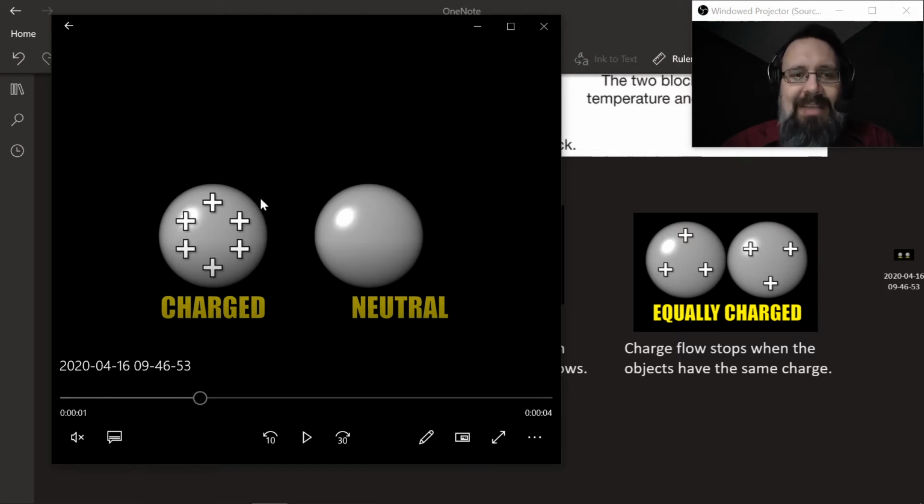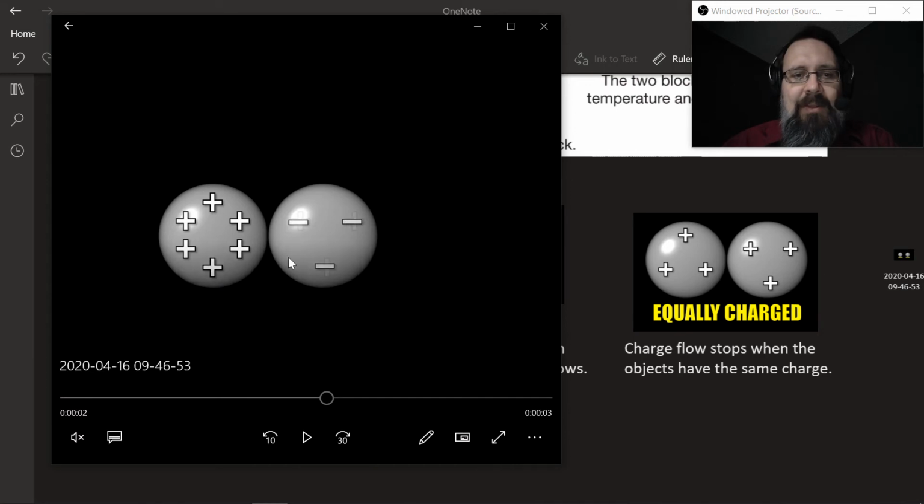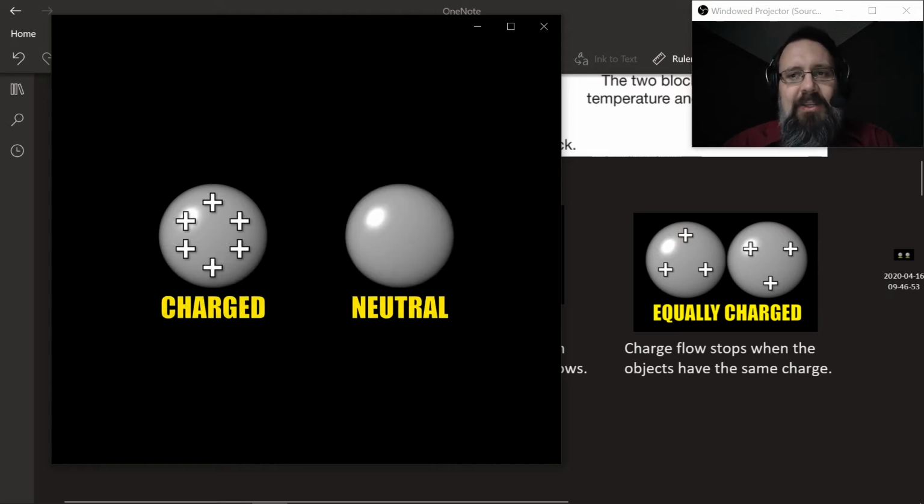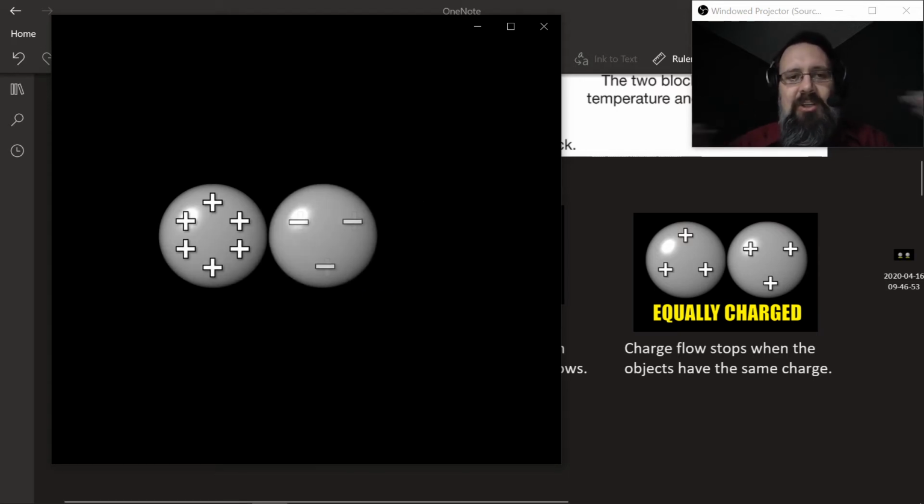Since this object has an excess positive charge, when we bring it into contact with the neutral object, it's going to actually pull electrons off those atoms and bring them over and then neutralize some of the atoms in this one. And so then you end up having an equal amount of charge across both objects. So charge flows to try to equalize the charge between the two objects.